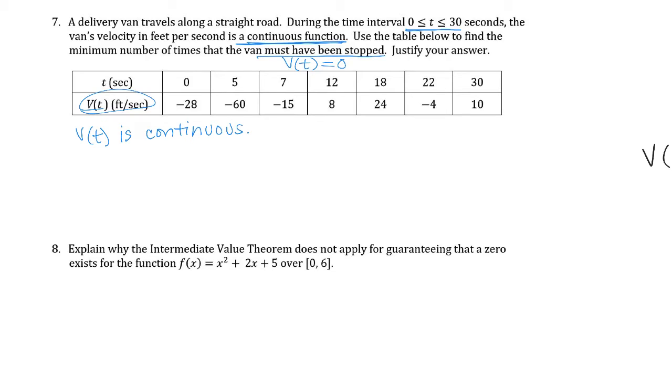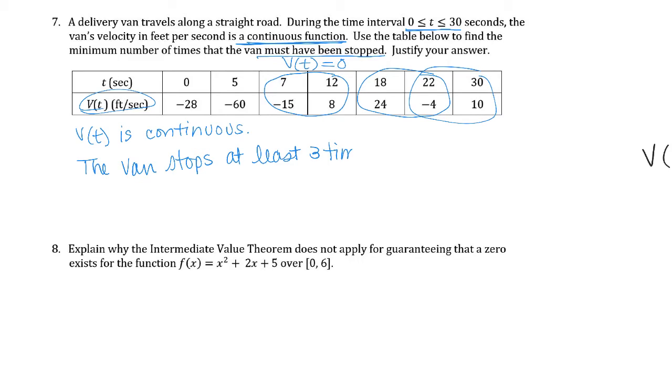Okay, and so it looks like we would have 3 stops because we're looking where we had sign changes of our y values. So we have 3 stops here. So we're going to say the van stops at least 3 times. And we need to list the intervals. So let's see, on those intervals, and I would just note the signs here.